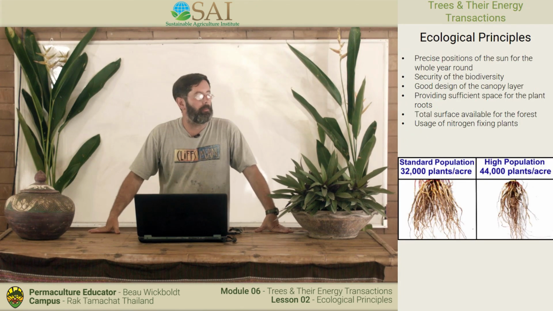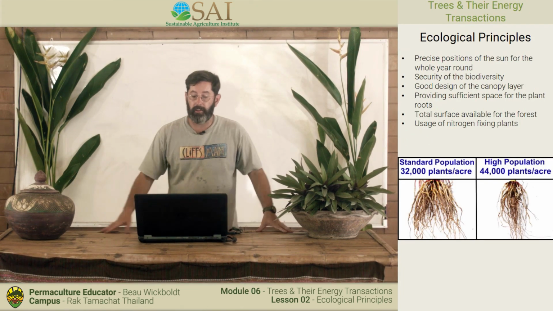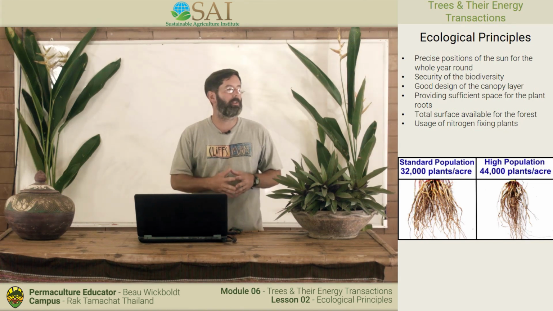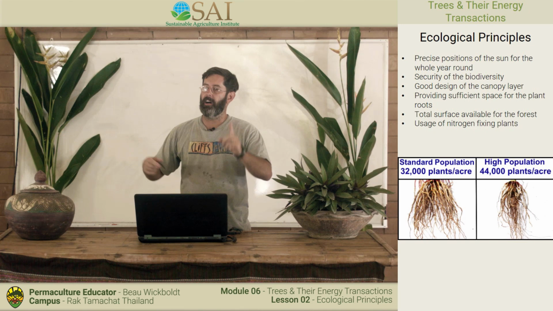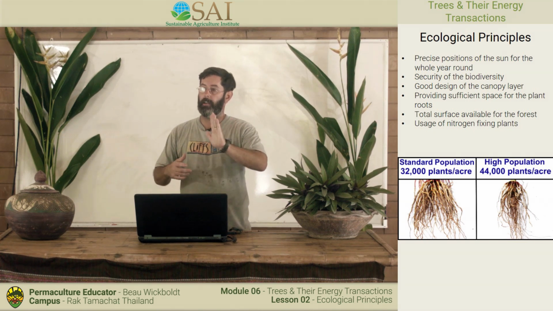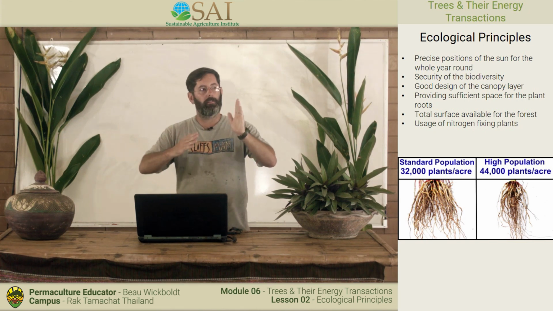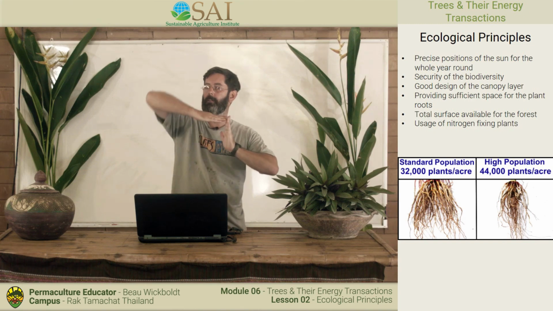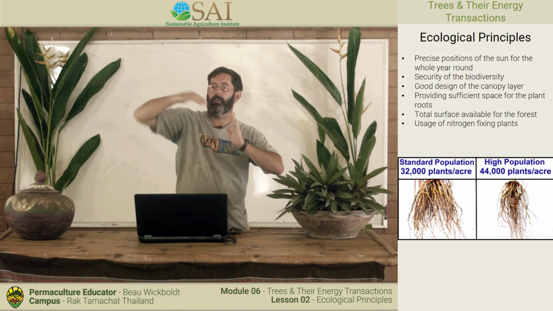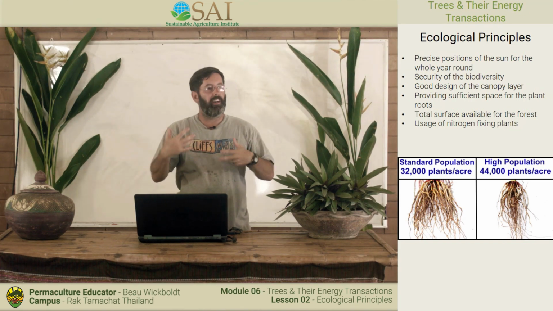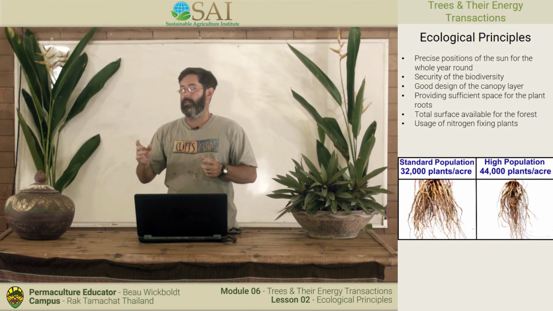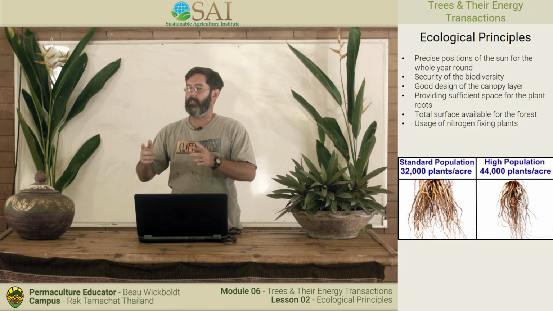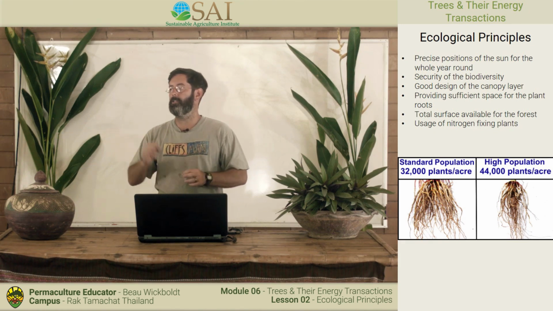So some ecological principles. Precise positions of the sun for the whole year round. Super important when we start to lay out our forest that we know the height of the tree, right? So that when we space the trees, we have a relationship to a sun angle. So as the sun is high and low, it makes shadow, right? And that shadow, or the casting of shadow, is going to affect our production. So the yield of your food forest is related directly to the spacing between the trees that you choose.